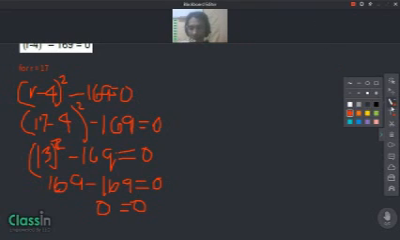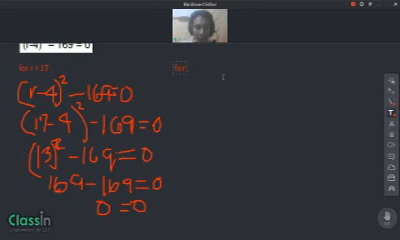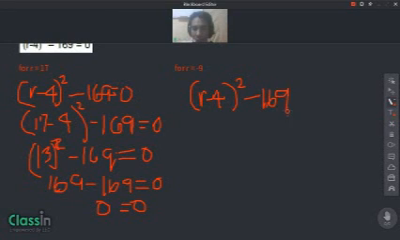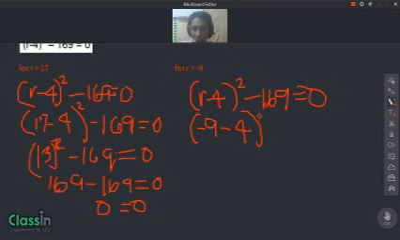Okay, next, the value of r for r equals negative 9. So again, we will rewrite our equation. (r minus 4) squared minus 169 equals 0. Then (negative 9 minus 4) squared minus 169 equals 0.